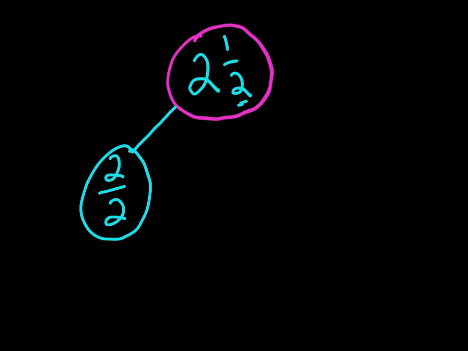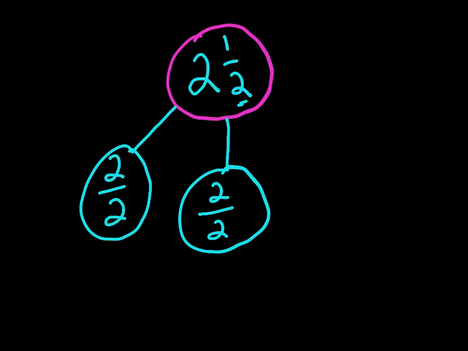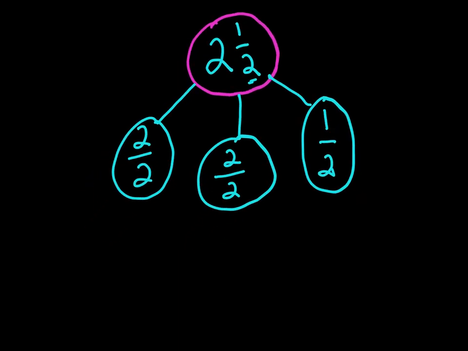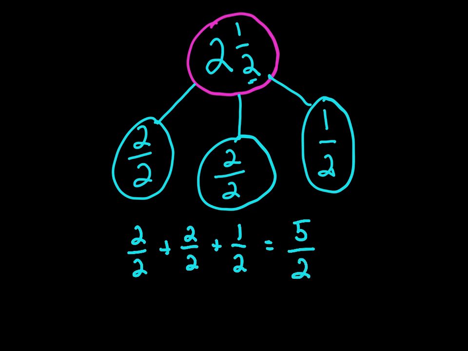So now we're left with 1 1/2. So that means we can pull out another whole, because that would give us 2. And then we're left with a half. Now what we have to do is add these together. So we have 2/2 plus 2/2 plus 1/2, which is going to give us 2 plus 2 is 4 plus 1 is 5. The denominator stays the same. So 2 1/2 is equal to 5/2.